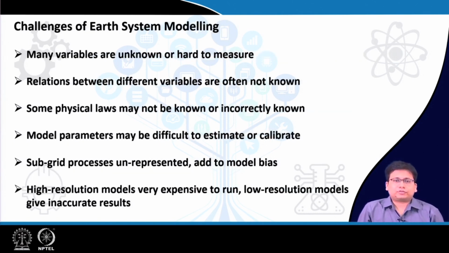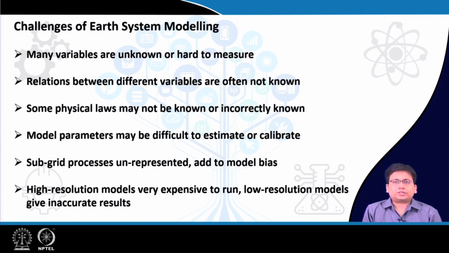Now this process of developing Earth system models is fraught with challenges. The challenges are manifold. First of all, as I said, these models have governing equations which indicate how the different variables interact with each other. The problem is that, first of all, many variables are unknown, that is, we do not even know which variables may be crucial or useful for these processes, and even if we know, we may not be able to measure them. Say we know that there is wind speed 5 kilometers above the earth's surface and so on, but such variables are difficult to measure.